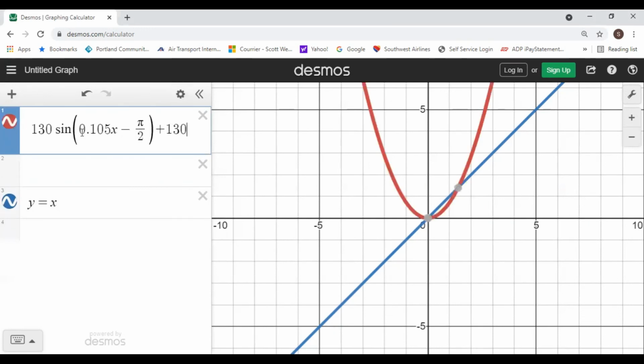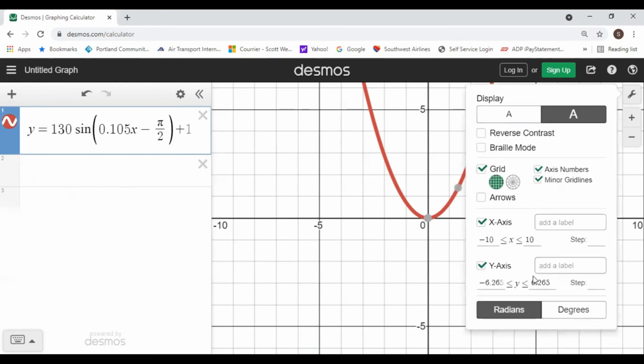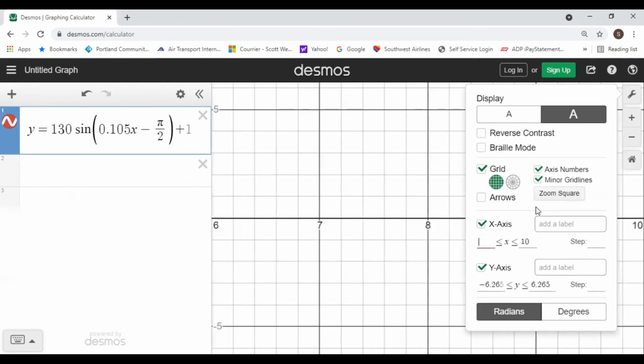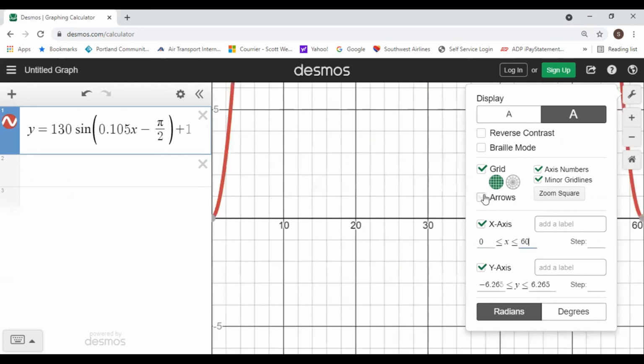Okay, so right now what we see is not an accurate picture of what our graph actually looks like. We need to adjust the settings to make this make any sense at all. And remember, the x-axis, it said over the first 60 seconds was what it said in the problem. So 0 to 60 is what we are interested in on the x-axis.